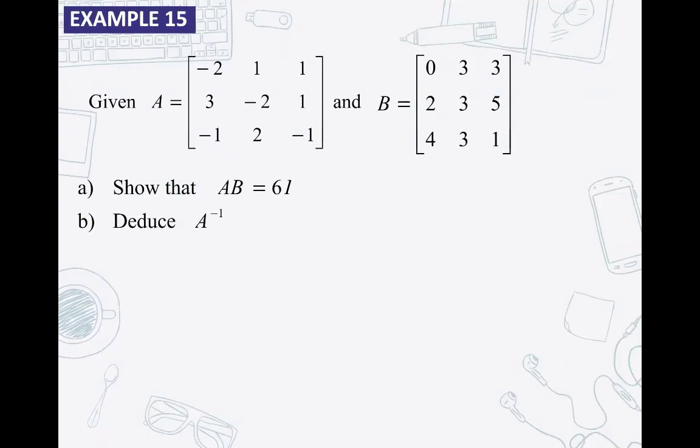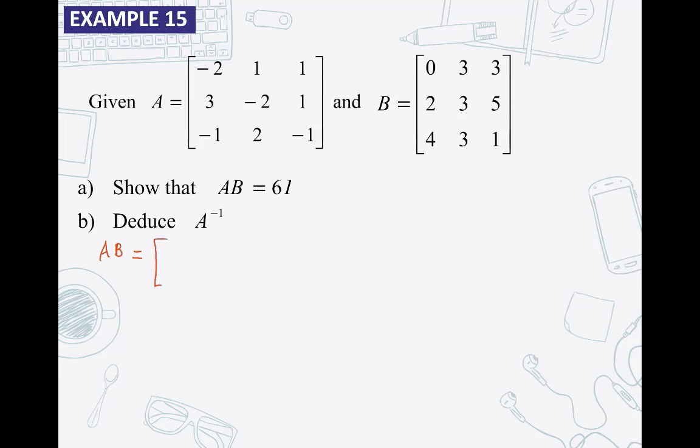Now let's go to example 15. Given matrix A and matrix B, show that AB equals 6I. So this is an example of when we multiply two matrices, we get a matrix in the form of identity. Now let's try the question. We are supposed to find A multiply B.